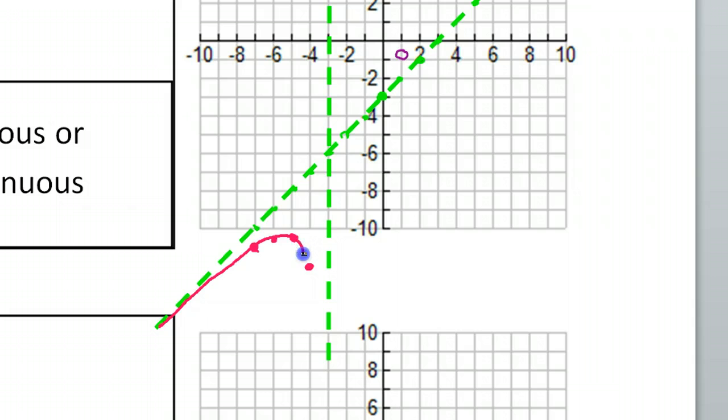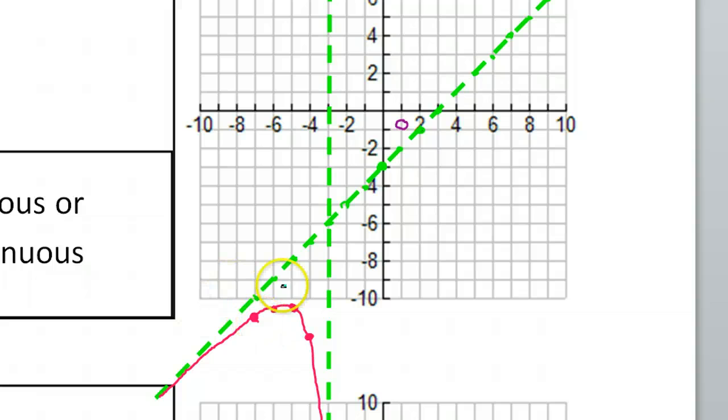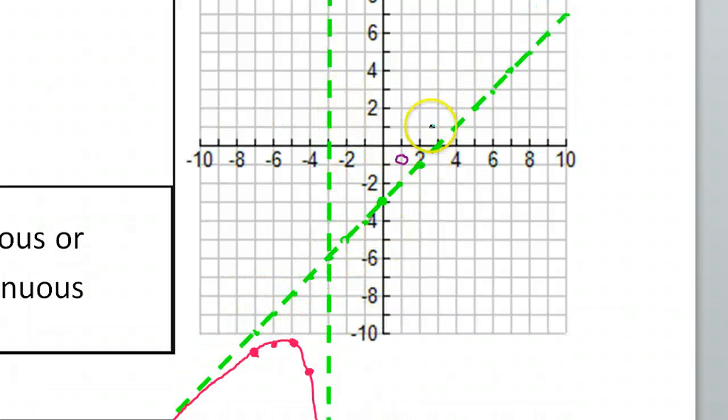Alright, notice that all these points are sort of off the graph, but we really need them. So just do your best and just extend. Okay, so that's what's going on over here. Okay, now let's take a look and see what's happening in this area.